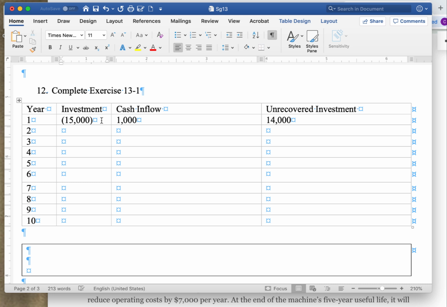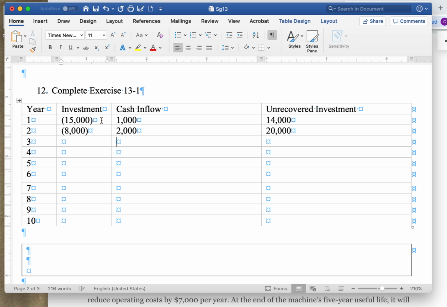Year 2, guess what? We invest more money. Okay, we invest $8,000 in year 2. That is an outflow to us. Well, in year 2 we have a cash inflow of $2,000. So guess what? We now have $20,000 of that investment that is unrecovered. So we're just subtracting, is really all we're doing.